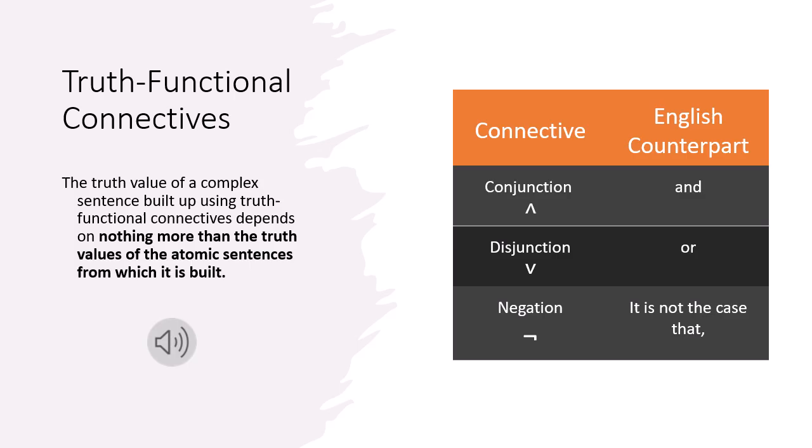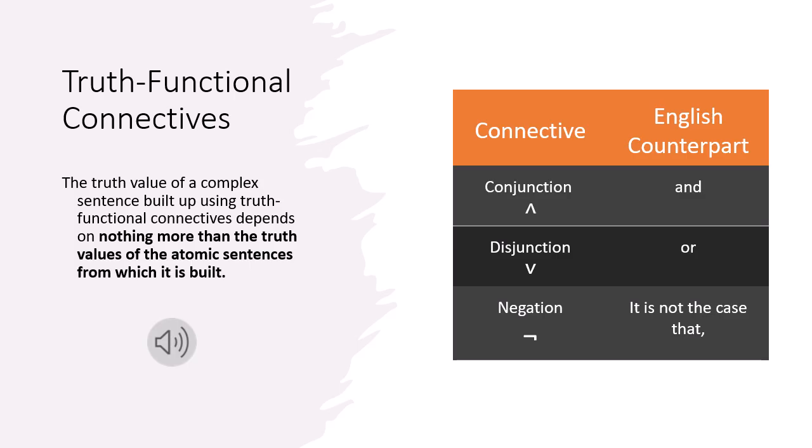But we have conjunction, and it's represented by this symbol that looks like maybe an upside down V. We'll call it the conjunction symbol. The English counterpart, when you're saying a sentence in English, would be a connective like "and." So if you use the word "and" in a sentence, that would be a conjunction. The disjunction is denoted by this V symbol here. We'll again call it the disjunction symbol, and its English counterpart is the word "or." So you can combine two sentences in English with an "or" like this.